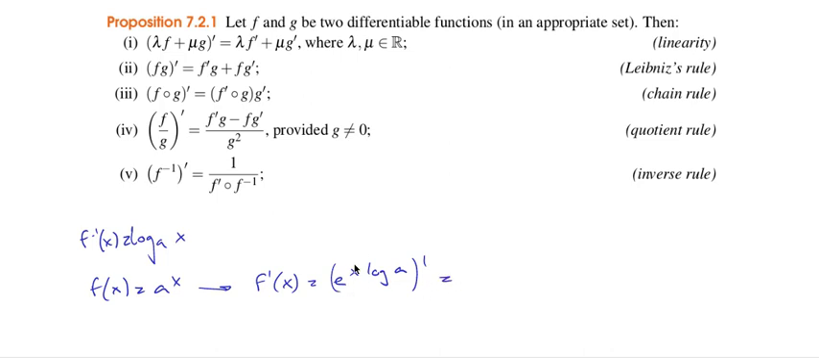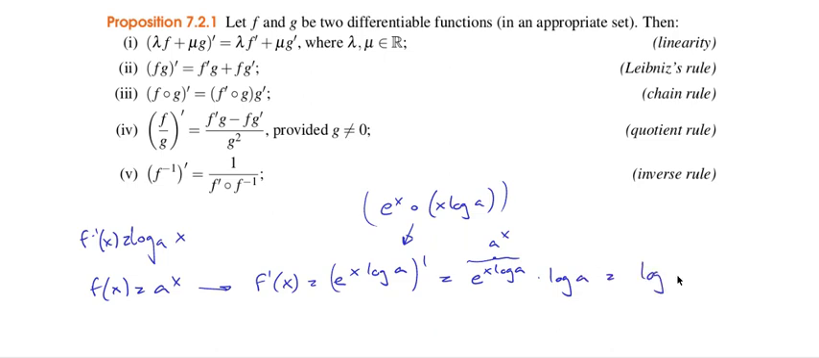This is e to the x composed with x logarithm of a. And so the derivative is going to be e to the x, evaluated at this function, so e to the x logarithm of a, or in other words a to the x, times the derivative of x logarithm of a, which is the logarithm of a. So in other words, the logarithm of a times a to the x.